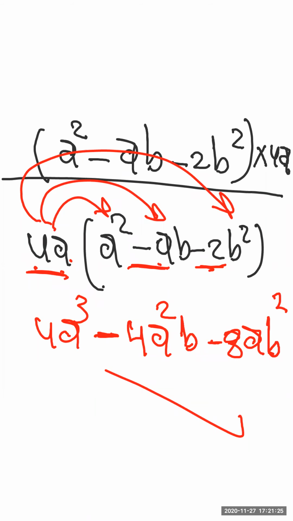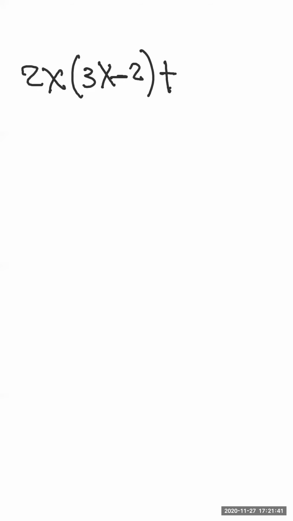Okay, one more example, like this. Just 1 second, and concentrate with me well in this one. It's 2x times 3x minus 2, then plus 3x times x plus 1. How to solve this one? It's very easy. It will be the same, mister.